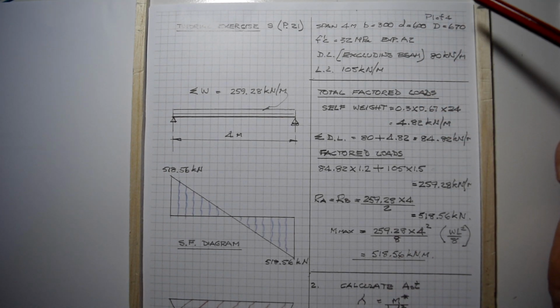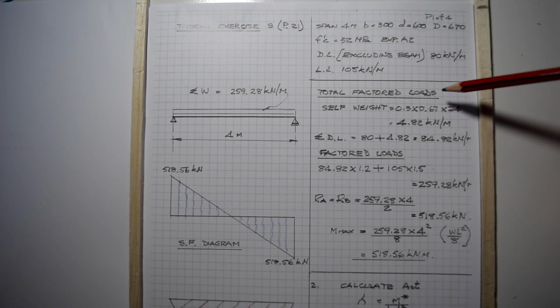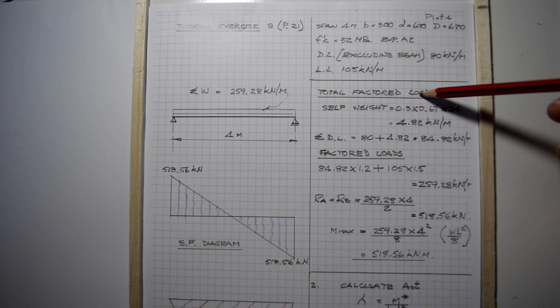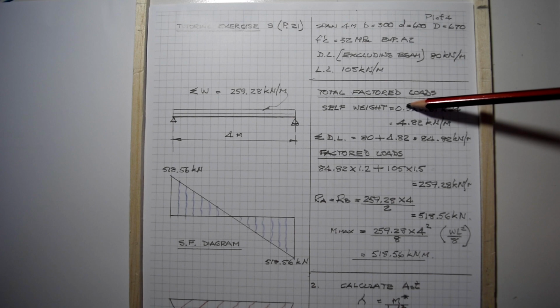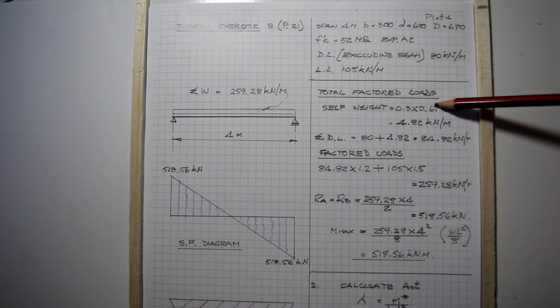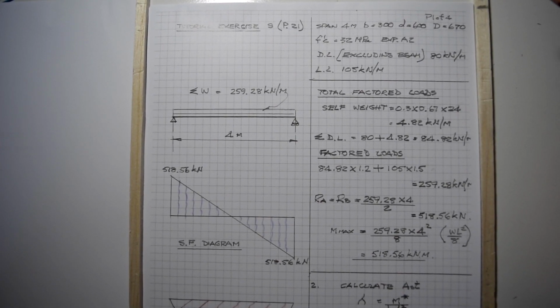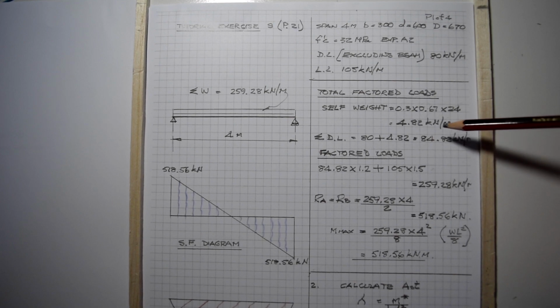So what I've done, and you've probably seen this by now, I sort of divide the page up into 2 in some cases and get straight on to working out what the total factored loads are. The self-weight of the beam is 0.3, the breadth of the beam in meters, times 0.67, the overall depth of the beam, times the weight of concrete, 24 kilonewtons per cubic meter. So if you do the arithmetic, you'll find that your beam weighs 4.82 kilonewtons per meter.